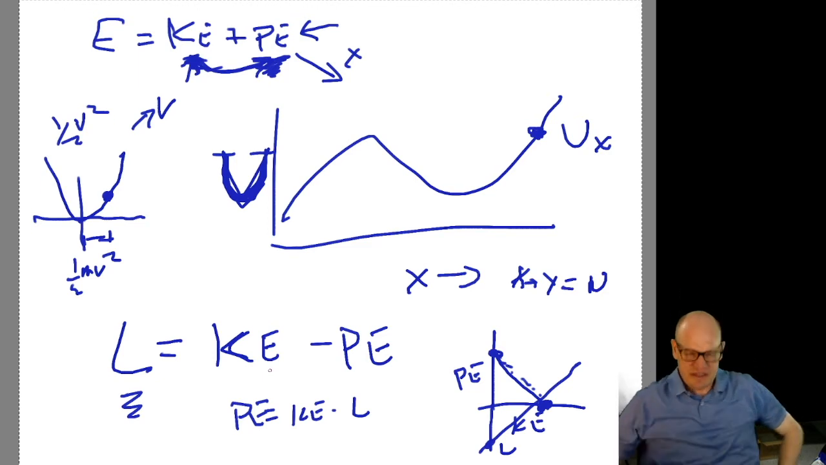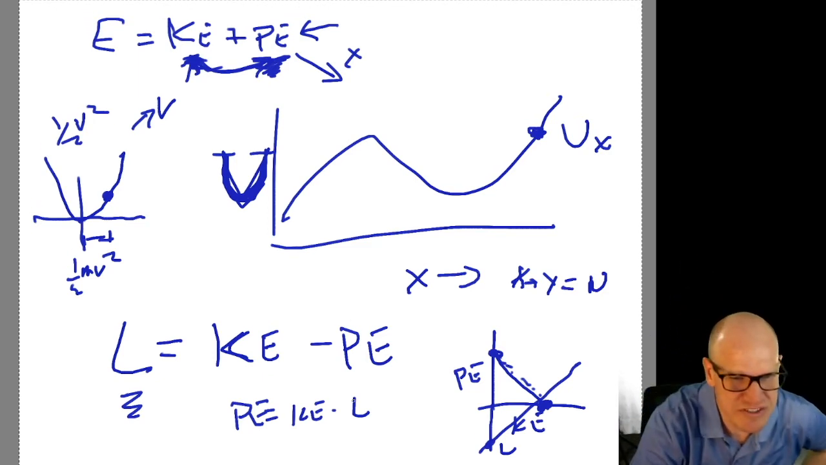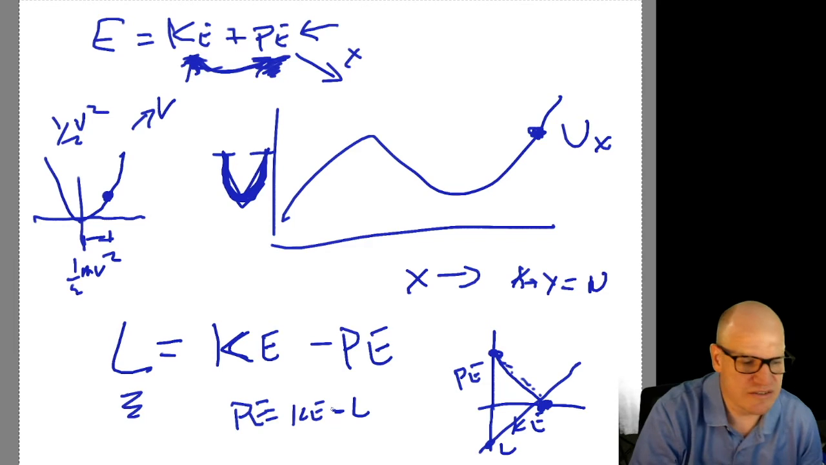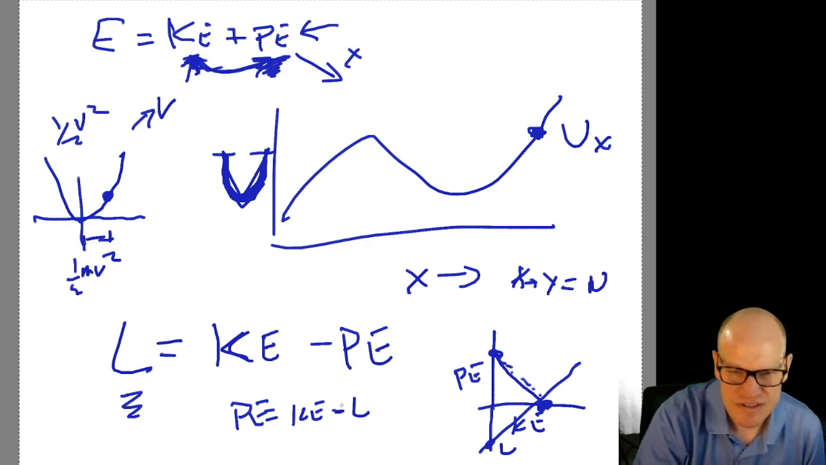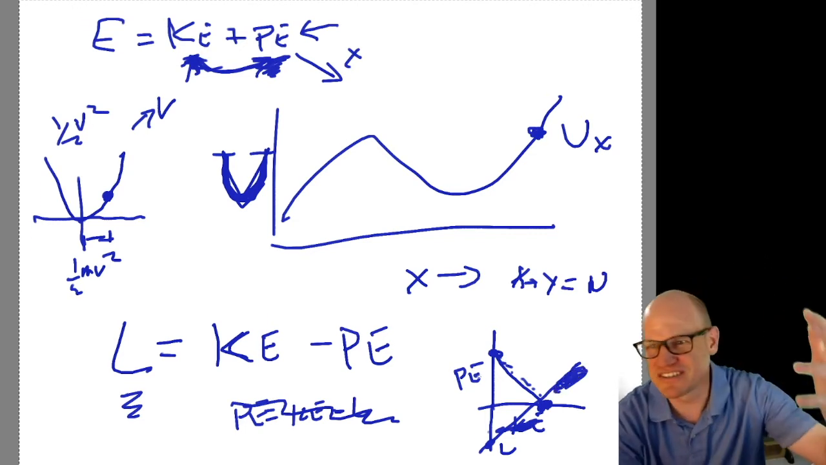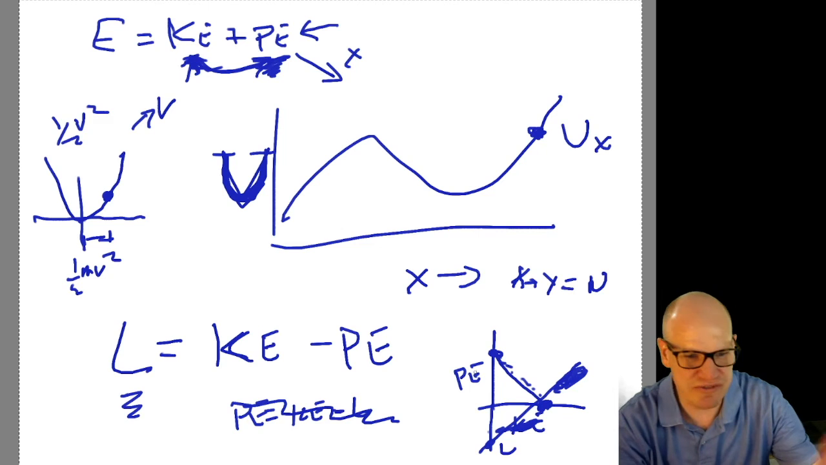Potential energy is a function of kinetic energy minus L. Looks like that. What is it a function of T? I'll get to that in a minute. Anyways, ignore all this stuff. It's not as important as I thought it would be. Well, it is easy. It's just that I'm doing it on the fly.